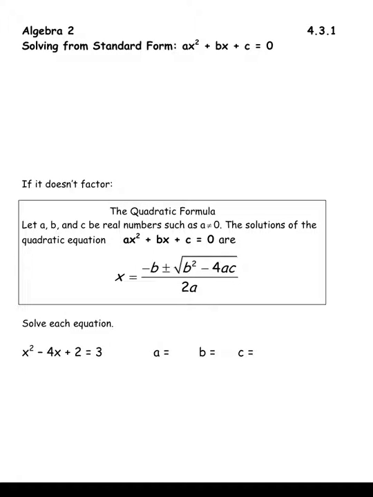Okay, today we're going to talk about solving standard form equations, those that have both an x squared and an x term. The first thing to watch out for is to make sure the equation equals 0. If it isn't equal to 0, then you won't be able to use the zero product property to solve. And then once we have it equal to 0, we try to factor.